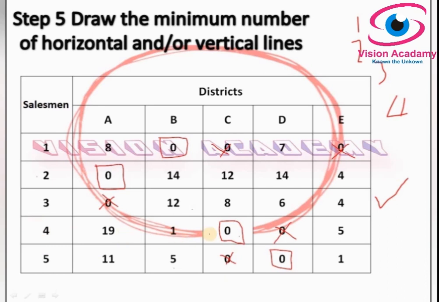In the fourth row, there is an assignment. Assignment means there is a rectangle around the 0, and in the fifth row also the assignment is made. So that is 5.1. And 5.2 says tick mark columns which have zeros in marked rows. For example, I have tick marked here.